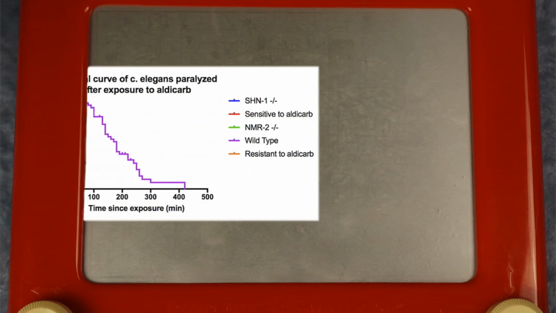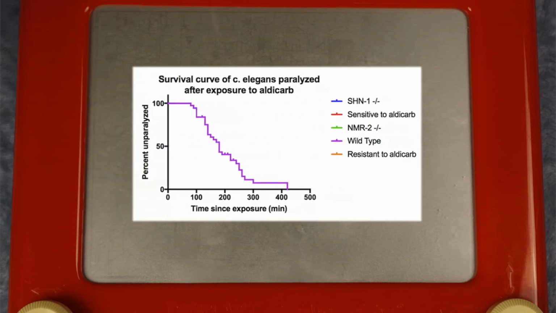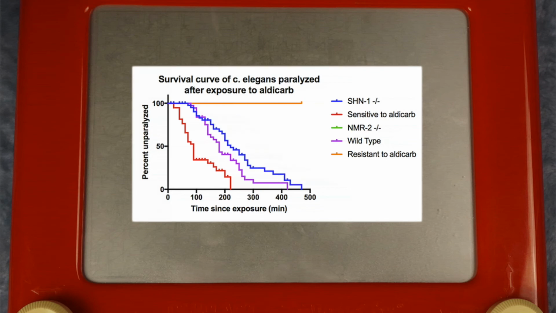Here's the survival curve of paralysis calculated for the N2, or unchanged wild-type worms, that I could compare to the mutant worms. As you can see, the positive and negative control show that the assay was effective, for the positive control worms that were sensitive to aldacarb died at a much faster rate than the N2 worms, and the negative control worms that were resistant to aldacarb never became paralyzed within the 500 minutes I tested them for. As for the worms with the SHN-1 knockout, they became paralyzed at a slower rate than the N2 worms. Meanwhile, the NMR-2 knockout worms became paralyzed at a faster rate than normal.